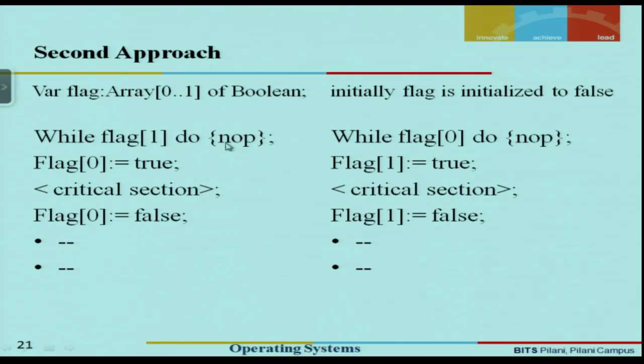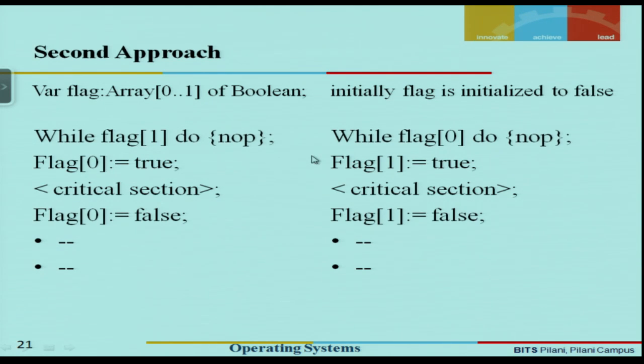That means that you will not execute NOP, you will come and execute this. So process 0 will mark its own flag equals to true, which was false initially. It will go to the critical section, and after doing the critical section, it will mark its flag equals to false and finish it off. In the same way process 1 would execute. So this is a simple solution.